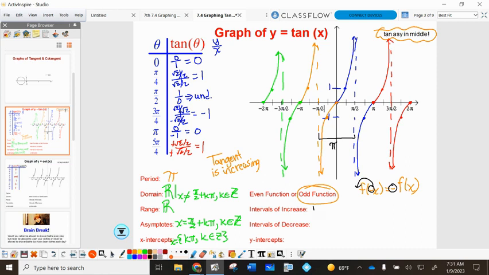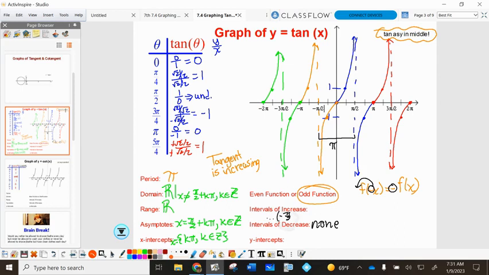It's an increasing function, so there are no intervals of decrease. Okay, you can put none or empty set. But intervals of increase, you've got a lot of them. So let's just describe them from negative pi over 2 to 3 pi over 2. So they're going to be non-inclusive because they're coming from asymptotes.